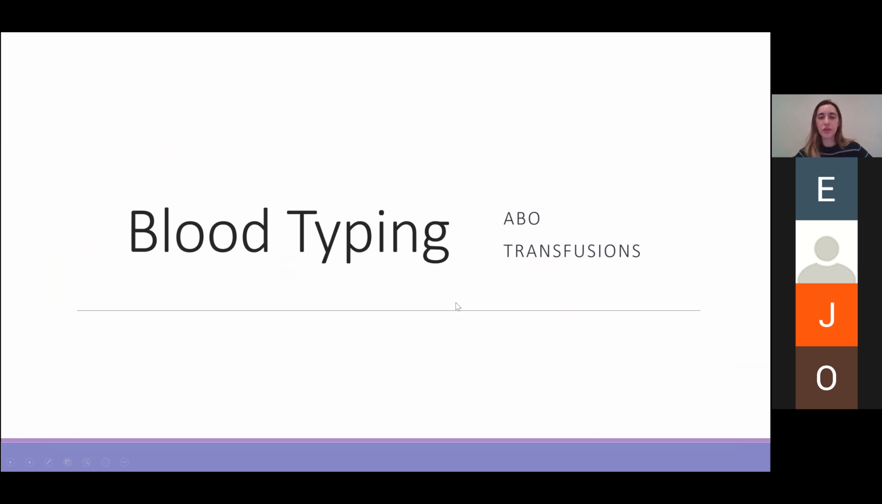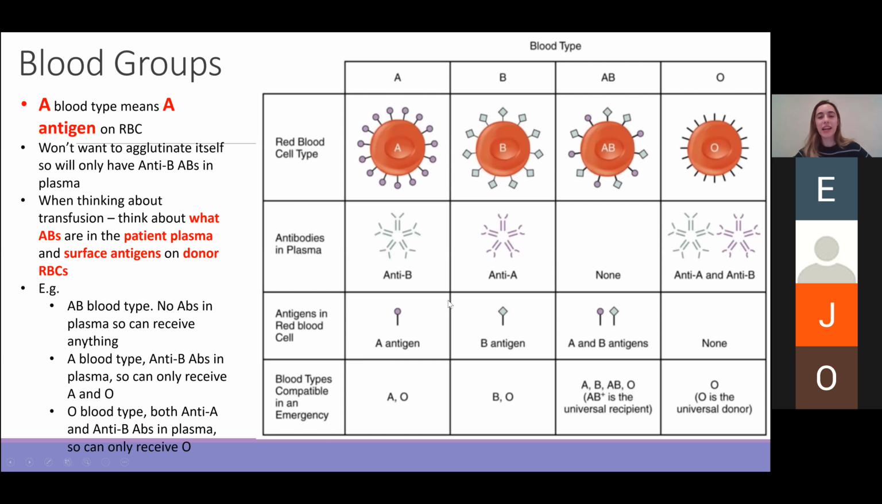Okay, so moving on to blood typing, I'm not really going to talk much about this because you kind of just need to know it yourself. But basically, just to quickly run through it, if you have an A blood type, that means you've got the A antigen on your red blood cell, and you're obviously not going to try and agglutinate with yourself. So you're not going to have anti-A antibodies or anything. You're going to have anti-B antibodies in your plasma. And that principle works for each of your blood types.